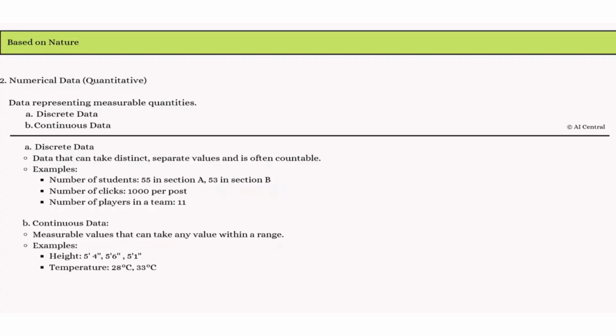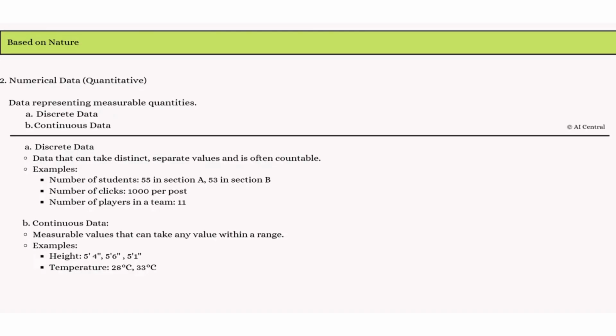Next we are having continuous data. This type of data can take any value in a particular range. So for example, if we are having student details data and we are considering the height of students, the height of students can have values between 5 feet to 6 feet. So between this range, we can measure the height of students like 5'4", 5'6", 5'1", likewise.